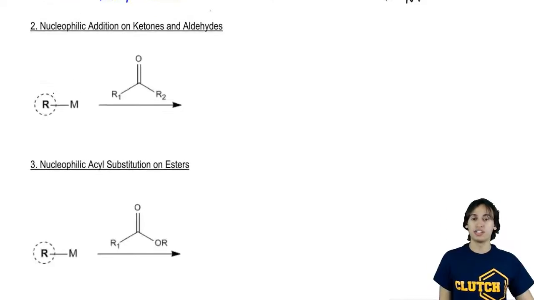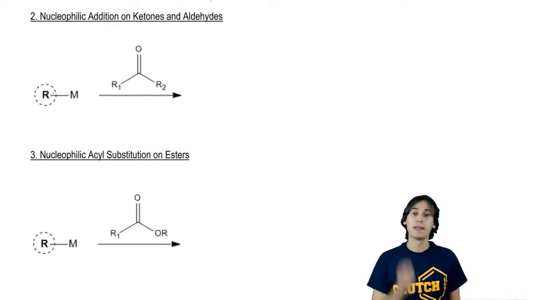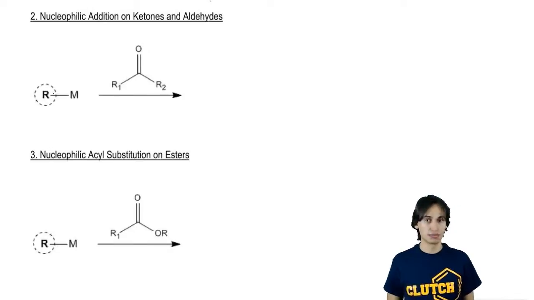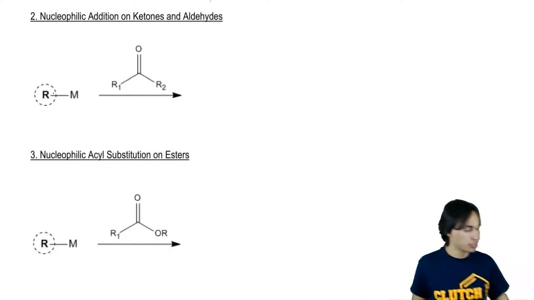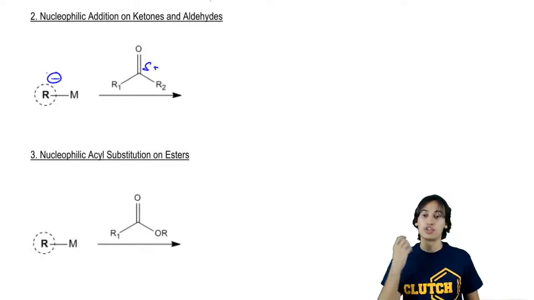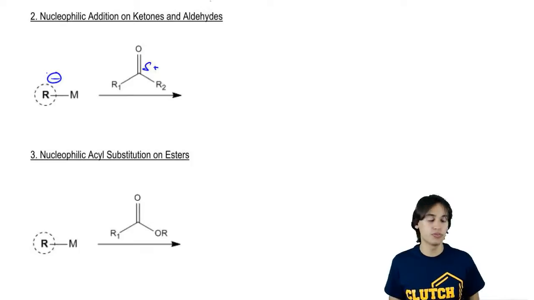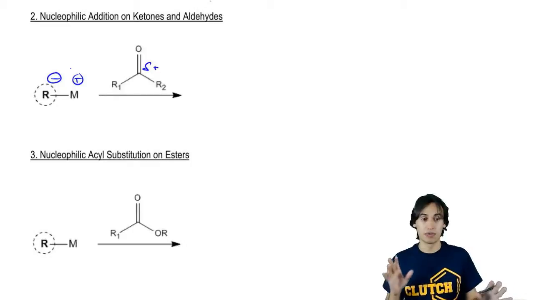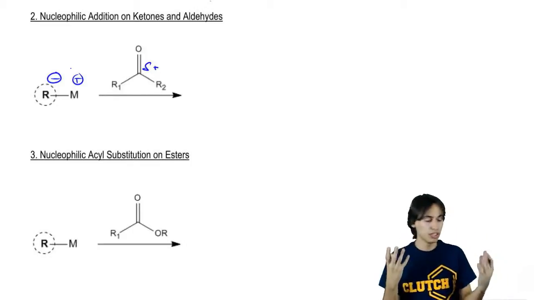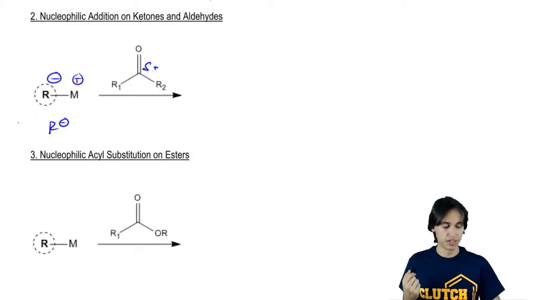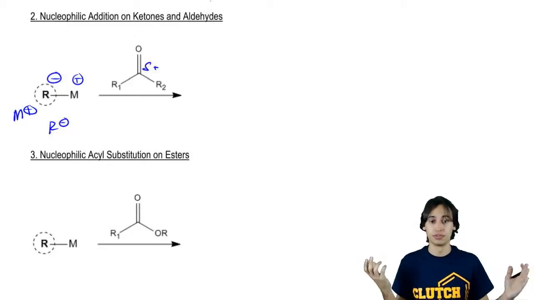Nucleophilic addition on ketones and aldehydes. Well, you should already know what the mechanism is for nucleophilic addition, okay? And the mechanism for nucleophilic addition is that I have a partial positive here, and I have a negative on my R, okay? So my R, once again, is my nucleophile. My M is going to leave. It's not even going to be around, okay? Remember I said this is an ionic bond. So really, you can redraw this as just R negative, and there's an M positive around, okay?